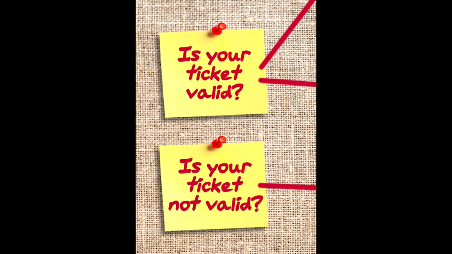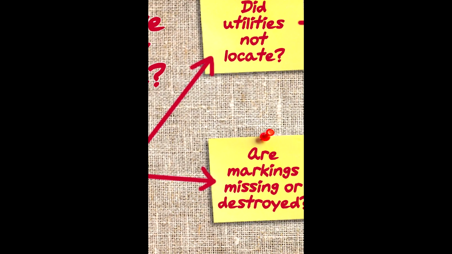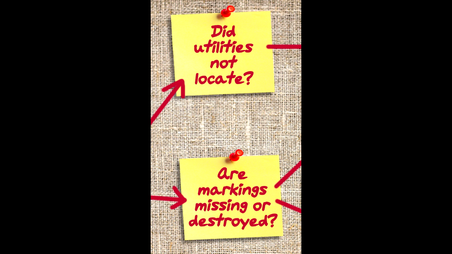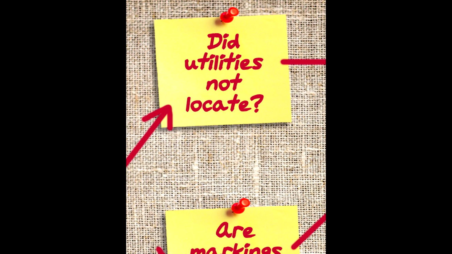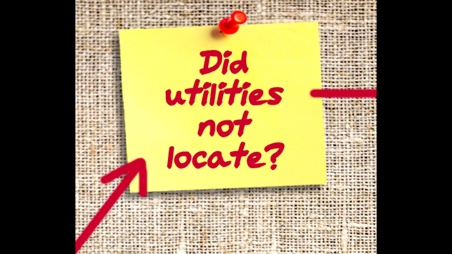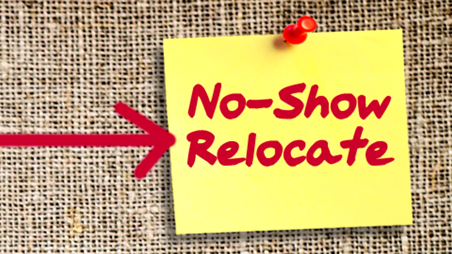If your ticket is valid, you have 2 additional questions to ask. Did the utilities not locate your original ticket? Or are the markings missing or destroyed? If the utilities didn't locate your ticket on time, then the relocate you should utilize is the No-Show Relocate. The No-Show Relocate asks that you identify which utility companies did locate on time and which did not, and only send that No-Show Relocate to the utilities who did not locate their facilities properly or on time.